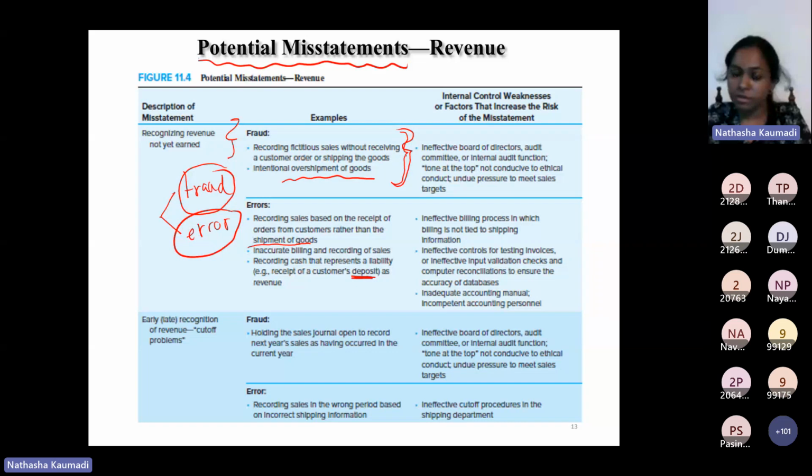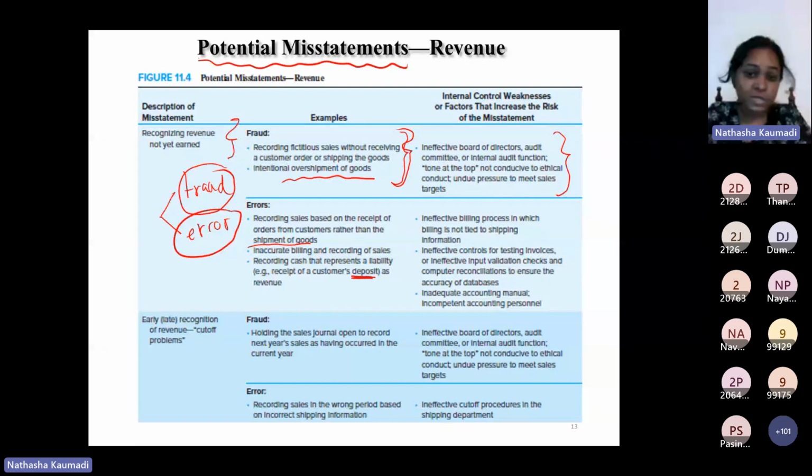Not yet earned, but recorded. What are the weaknesses? Ineffective board of directors, audit committee or internal audit function. Tone at the top not conducive to ethical conduct, undue pressure to meet sales targets. All these factors affect. Now the board of directors are not doing their job correctly, right? They have not put in place appropriate internal controls. They have not checked these fraud risks and everything. That's why frauds are happening. Okay, so those are the weaknesses.